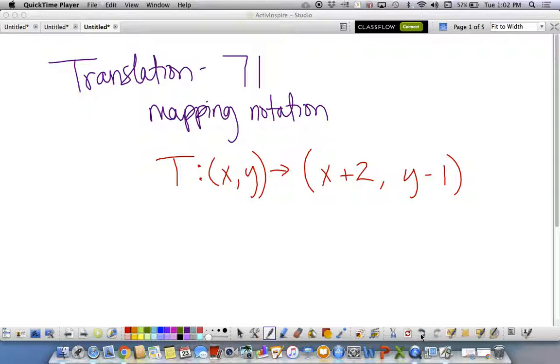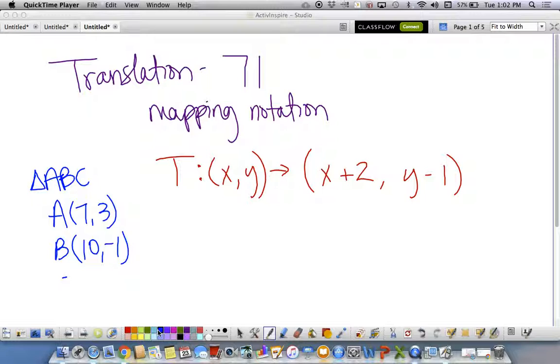Okay? So let's get a triangle. I'm not even going to draw this one. I'm just going to give you coordinates. Triangle A, B, C. A will have coordinates 7, 3. B will have coordinates 10, negative 1. C will have coordinates negative 2, 5. We are not even going to draw it.